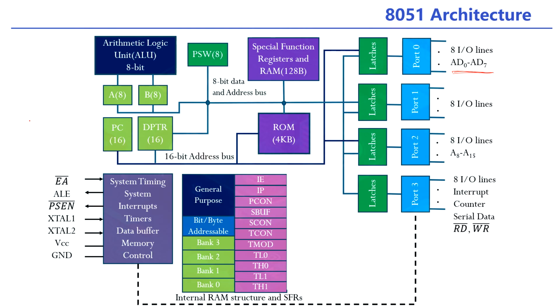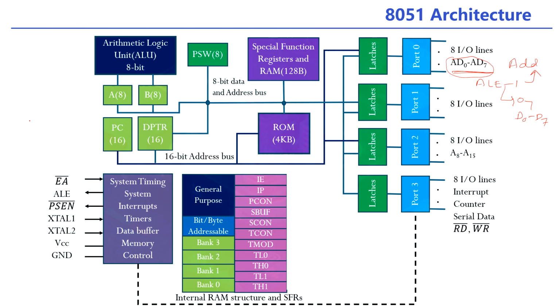How will it demultiplex? It is an output signal, active high output signal, which will specify that the AD0 to AD7 lines are having address information when ALE is equal to 1. When ALE is equal to 1, it is having an address. If ALE is equal to 0, it specifies data, that means D0 to D7 is available on these lines. So in this way it will demultiplex the address and data bus.